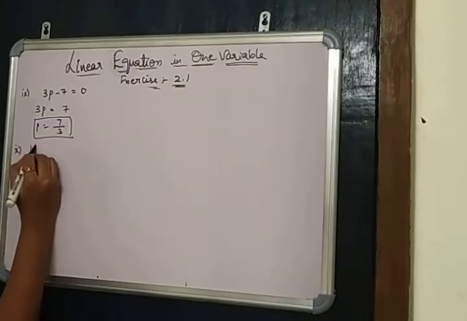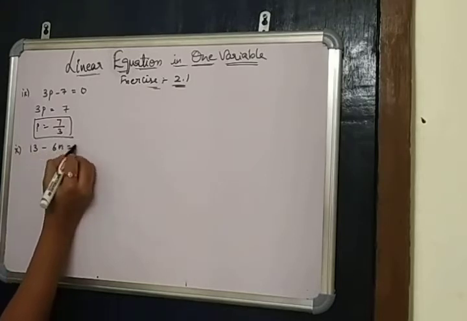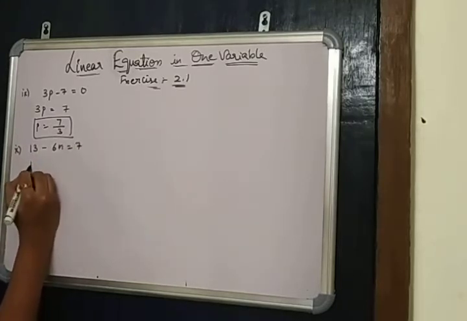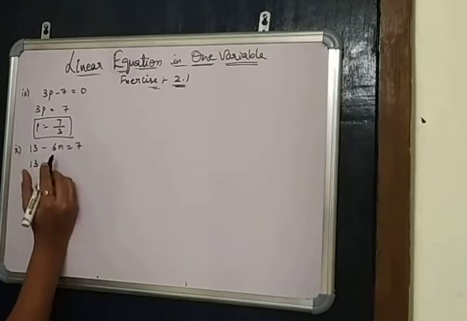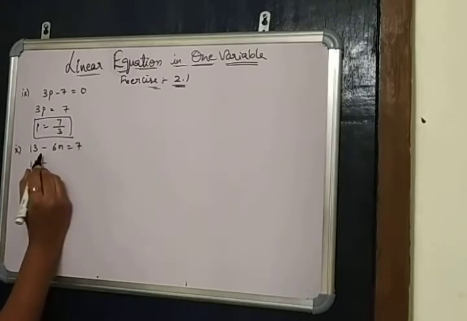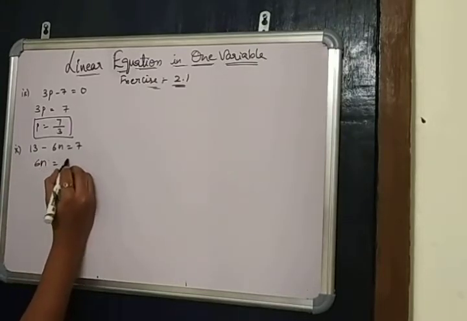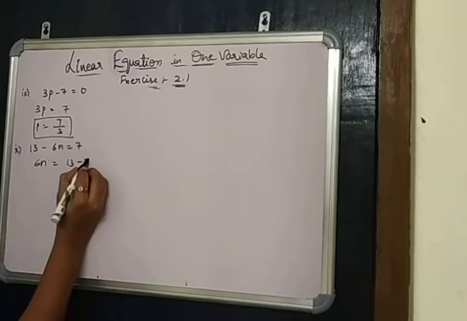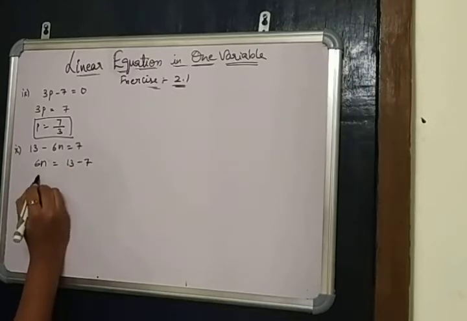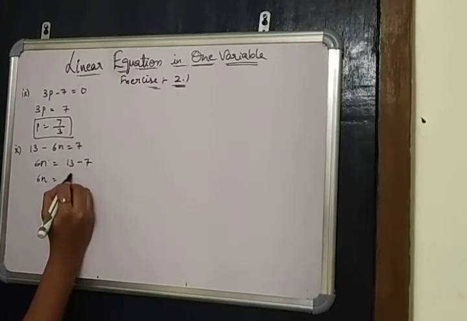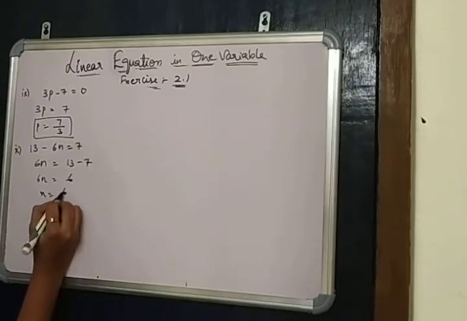10th one, 13 minus 6n is equal to 7, means 13, when we transpose this 7 into the left hand side, it will become, okay, we can write like this, 6n is equal to 13 minus 7. 6n is equal to 13 minus 7 is 6, where n is equal to 6 divided by 6, n is equal to 1.